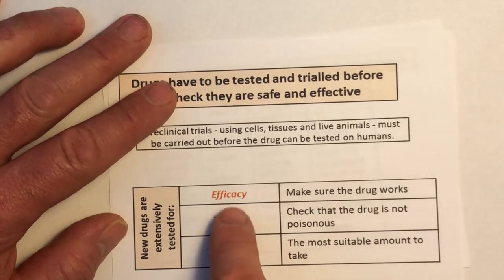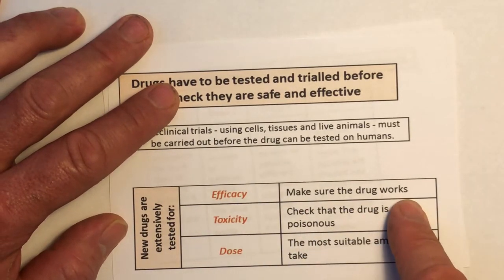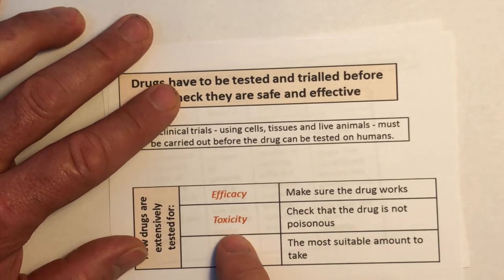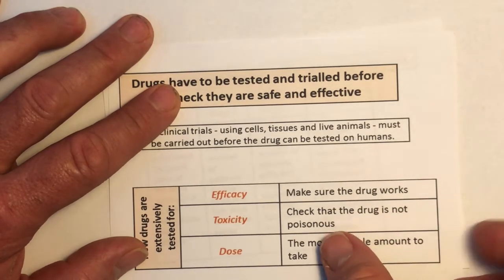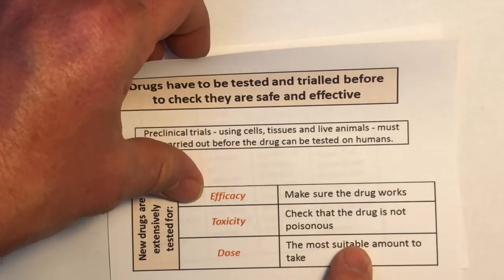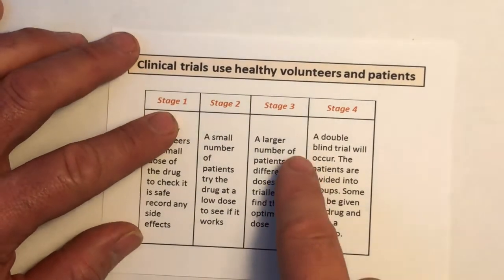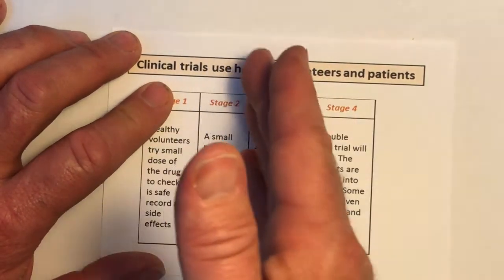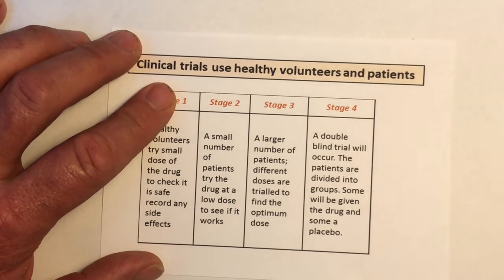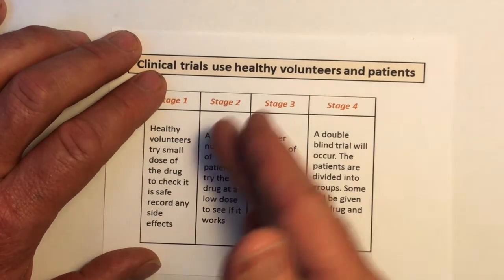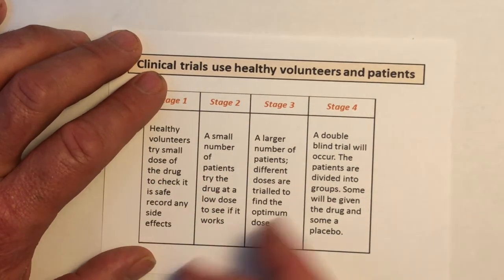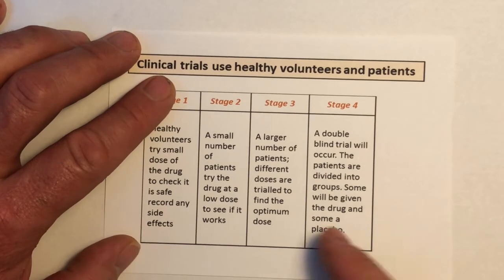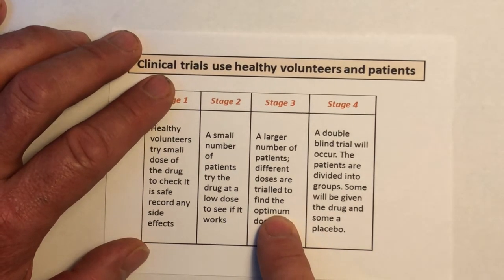So we've gone through efficacy to make sure the drug works. We've gone through toxicity to make sure it isn't a strong poison. We're now onto the dose. So this is when a lot of people take it, all at different doses. It might be from 0% to 100%. 100% may well be way too much. 0% is obviously not going to work, but 38% may well be the ideal dose or the optimum dose.